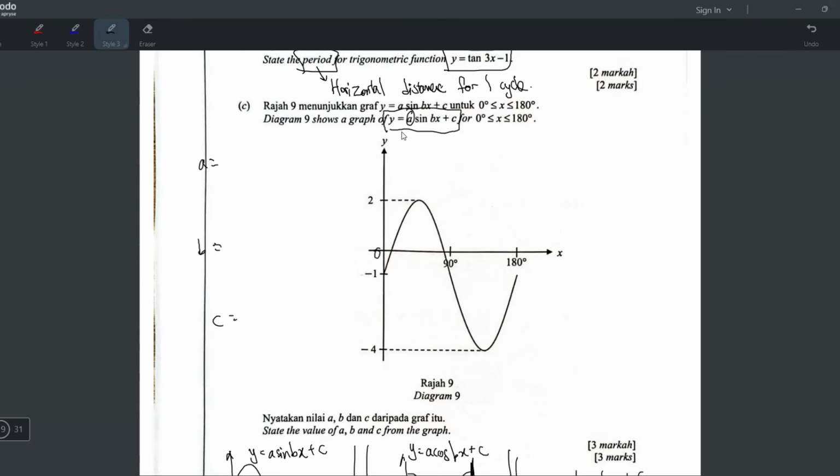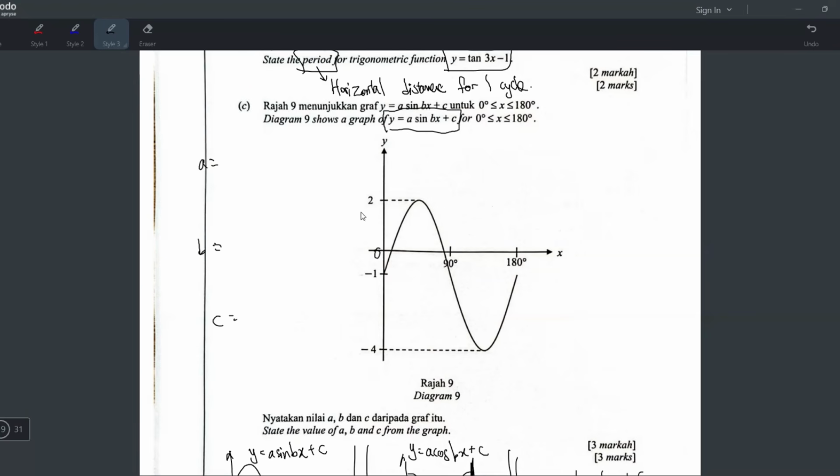But you cannot just write 2, and you also cannot write 4. Why? Because if the amplitude is 2, then here will be 2 and here will be negative 2. If your a is 2, that means the maximum is 2 and the minimum will be negative 2. But now it's 2 and negative 4. Then what if I write 4? Wrong also. If you write 4, that means the maximum has to be 4 and the minimum has to be negative 4. But it's not like that. This one is 2, negative 4.